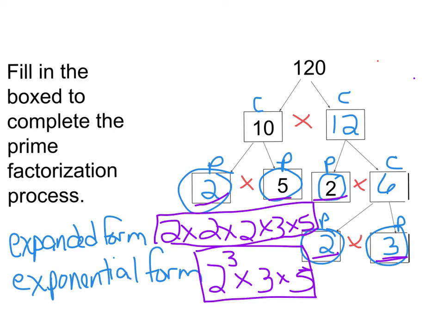So we've done expanded form, we've done exponential form, and then I know that 120 prime factorization would be 2 to the third power times 3 times 5. So make sure you write this down. Remember, 2 to the third power on your keyboard would be 2 to the third power. So remember that. Any questions, make sure that you're directing them to me, or make sure that you're asking questions if you're having trouble with that.